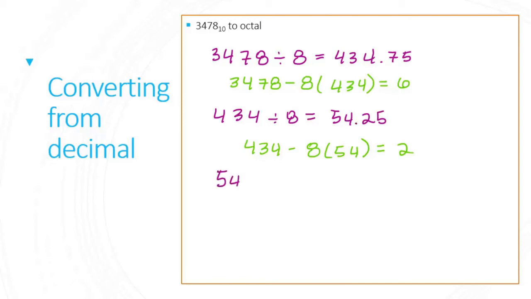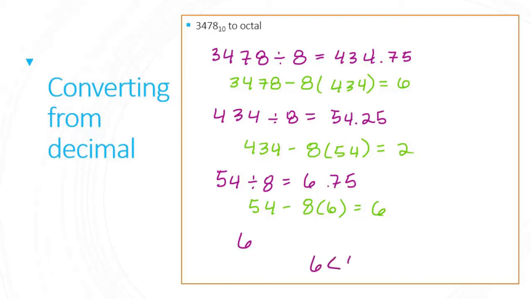Let's take 54 and remove groups of 8, leaving us with 6.75. In other words, if I have 54, I can remove 6 groups of 8. That leaves me with a remainder of 6. Now I've got 6 left. But wait, 6 is less than the base we're converting to. 6 is less than 8, so we stop here.